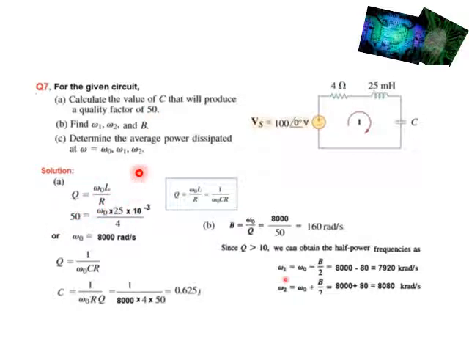Putting in all those given values, we have Q is 50, omega 0 L, L is 25 millihenry, R is 4 ohm. Solving this equation, we get the value of omega 0 as 8000 radian per second, or 8 kiloradian per second, omega 0.